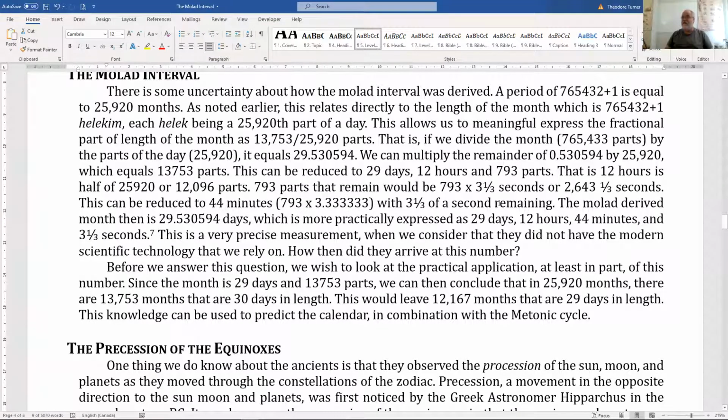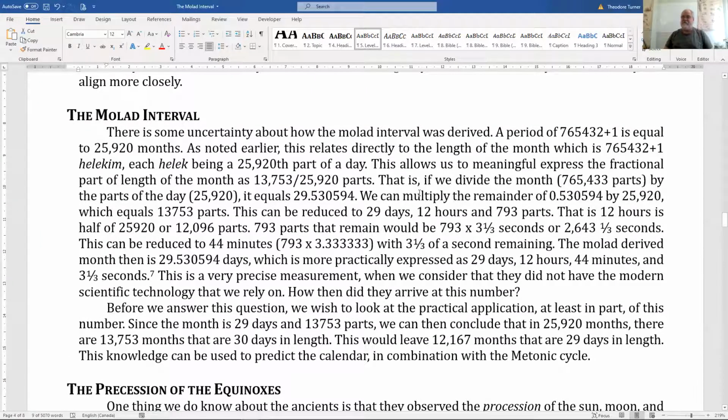The way that they addressed it was how they divided the day. Now, there's this thing called the Molad interval, as we've talked about. Now, there's some uncertainty about how the Molad interval was derived. A period of 765,433 days, right, or written as 765,432 plus 1, is equal to 25,920 months. As noted earlier, this relates directly to the length of the month, which is 765,432 plus 1 helakim, each helek being a 25,920th part of a day.